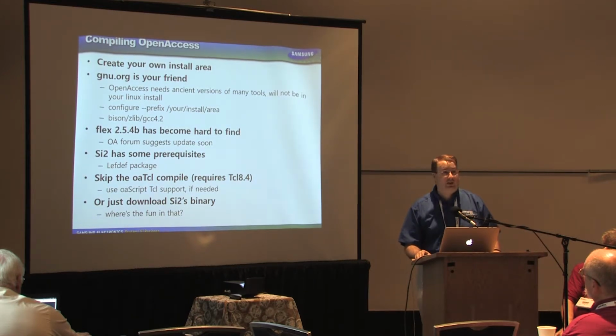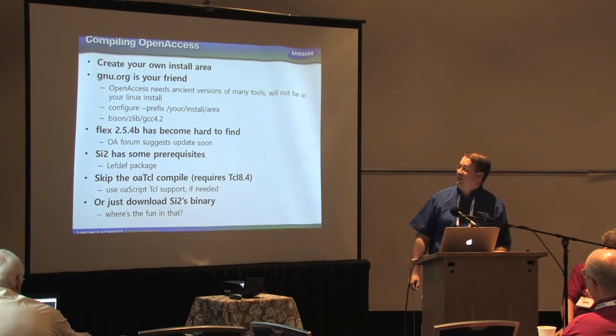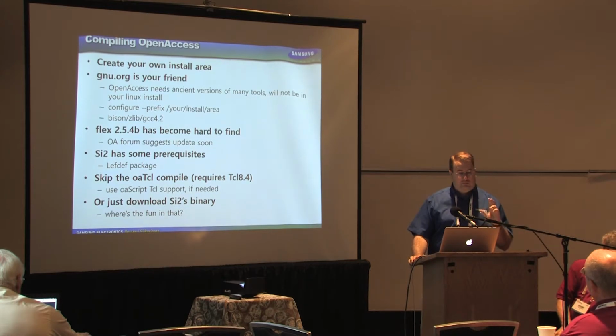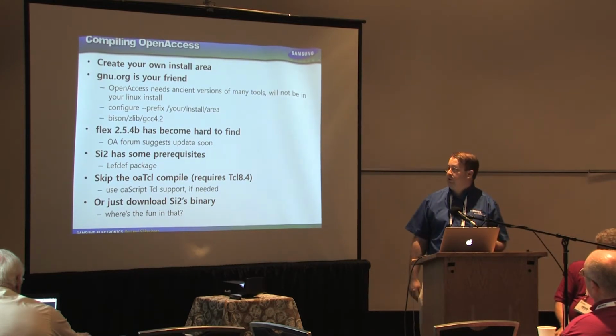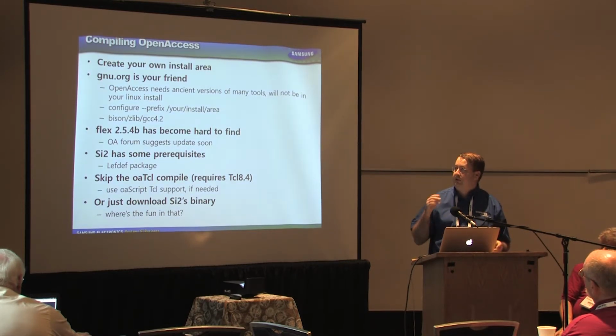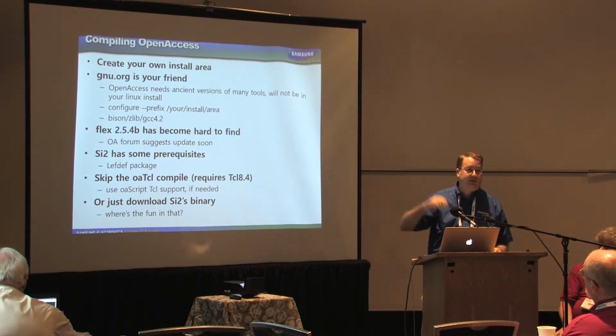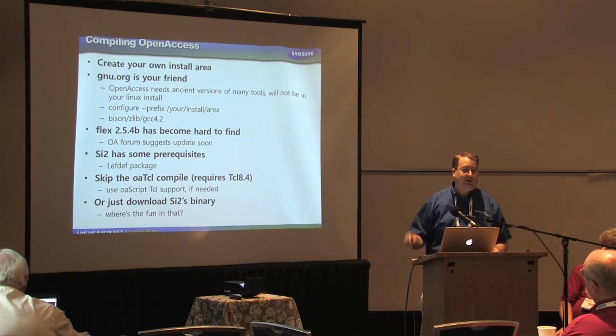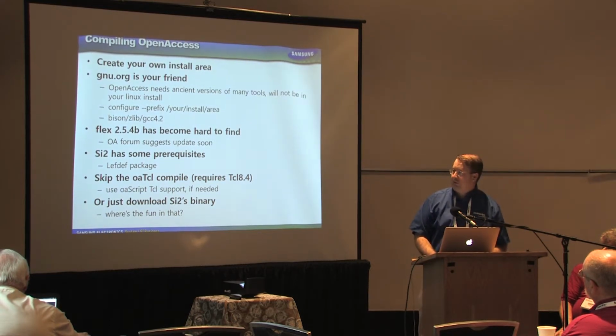GNU.org, that's where you'll find most of your packages. Bison, zlib, GCC 4.2, they're somewhere around 6.3 or so now. And basically most of these work, you just download the package, unzip it, and then configure -prefix to where your installation area is. Make install. Most of them just work that way. It's very common. You'll get used to that, and it'll be pretty regular.